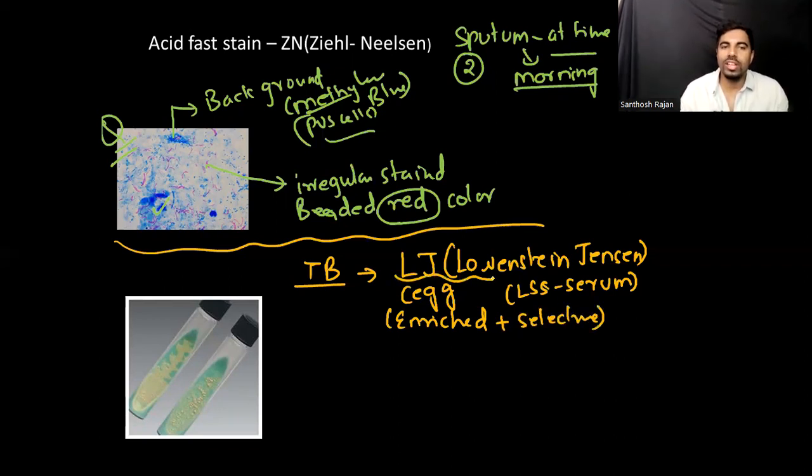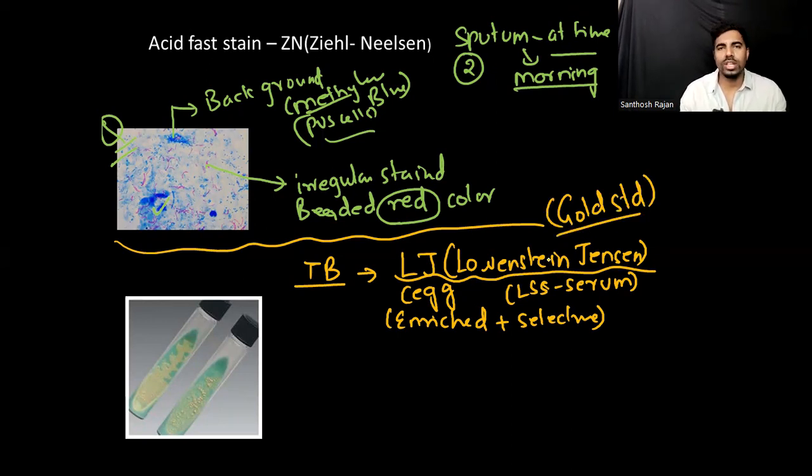Still, this is the gold standard for TB. Though we have PCR and everything, any NAT, GeneXpert, everything has come, still the gold standard is culture only. So we have this culture. This is the conventional culture, LJ.